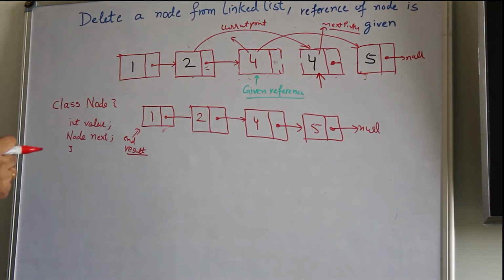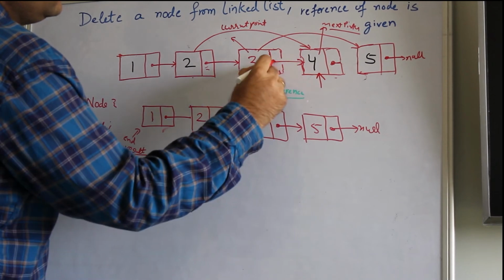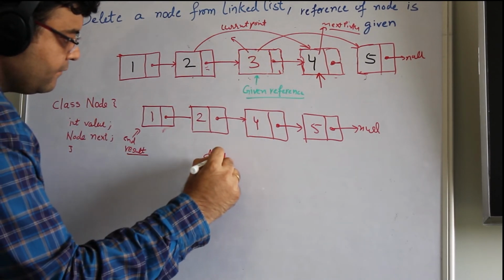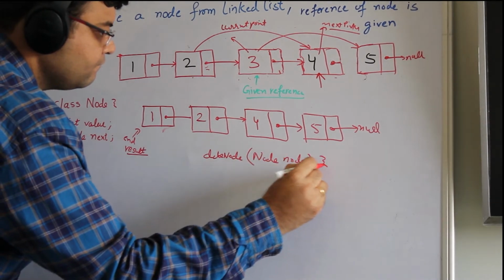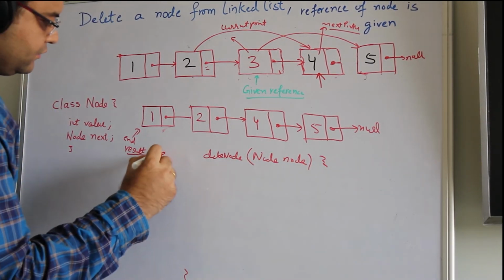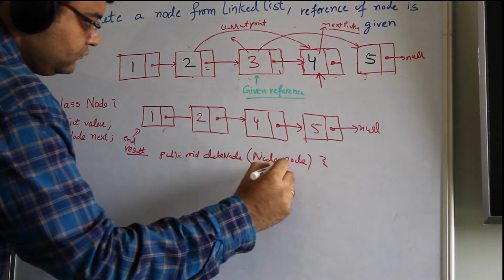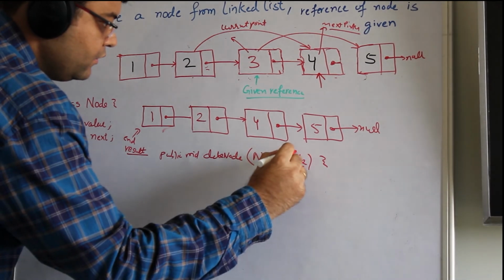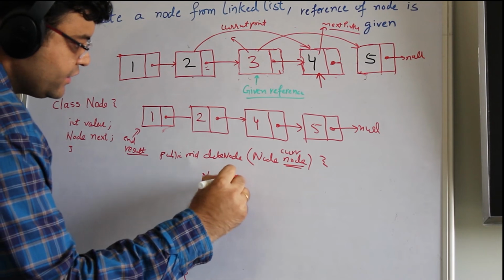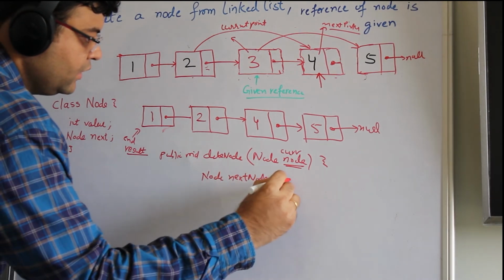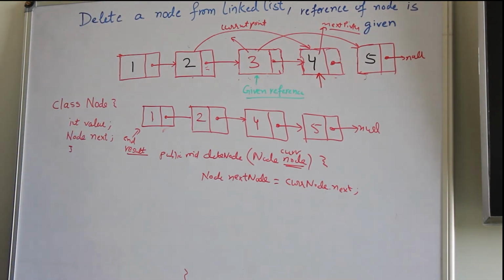So let us see how we will write the code for this. First of all, we will revert the values. So we will say delete node, which will take the reference of node, public void. And now we will see this as the current node. So we'll say next node will be current node dot next. So this will be the next node.